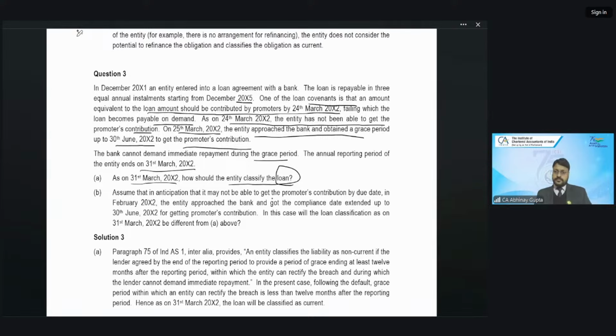Yes, sir. Since they agreed with the bank that the promoter contribution can be extended up to 30th June, it will be classified as current only. Why current, in spite of the extension? The original loan is repayable in three annual equal installments from 2005. Yes, sir. The extension is for 3 months only now.